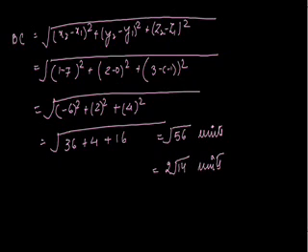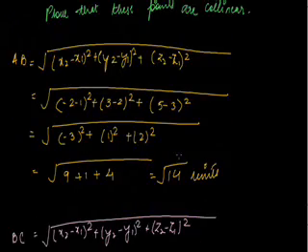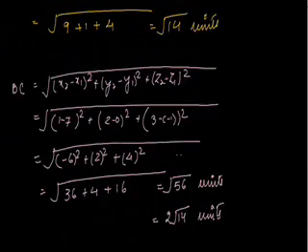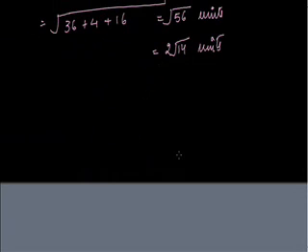Now we are taking out the distance between the two points A and B. Second, between B and C. Now we are taking out the value for the third, that is A and C.